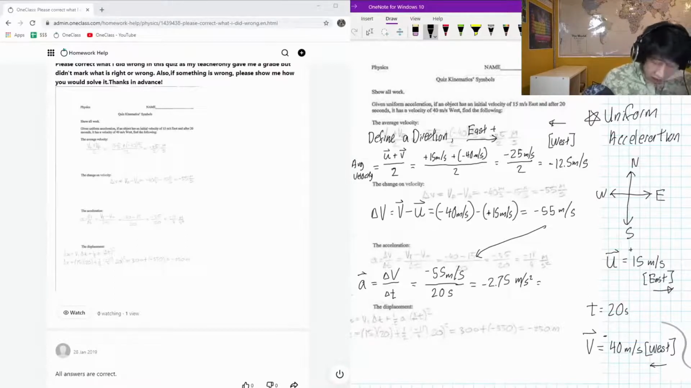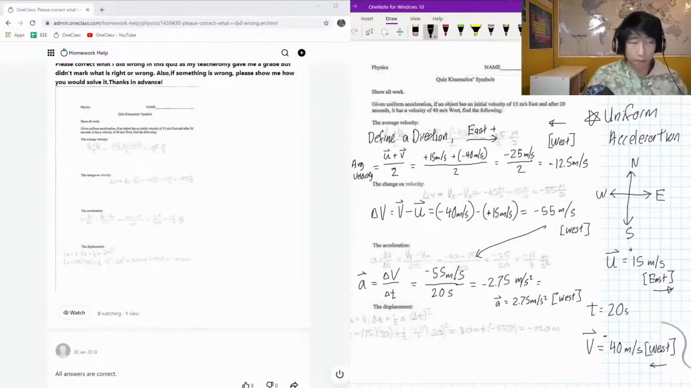Meters per second squared. And negative, for the same reason we have going towards the west as our negative direction. So even better, it would be to say the acceleration as a vector is 2.75 meters per second squared towards the west. Okay, that would be the vector way of saying this. And for this as well, we want to specify that this is going west.